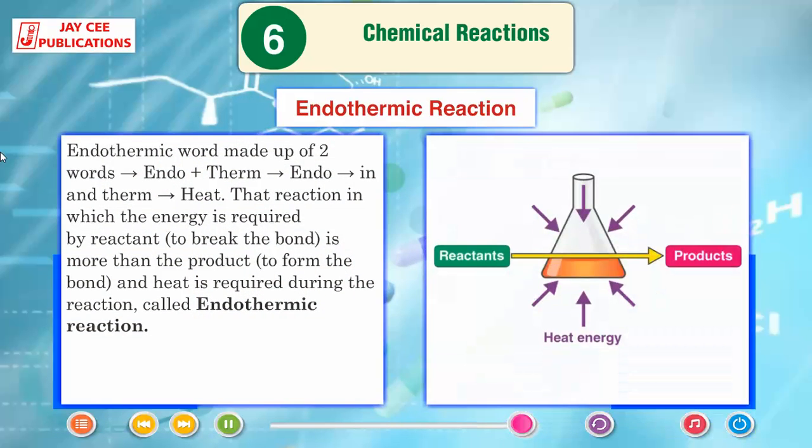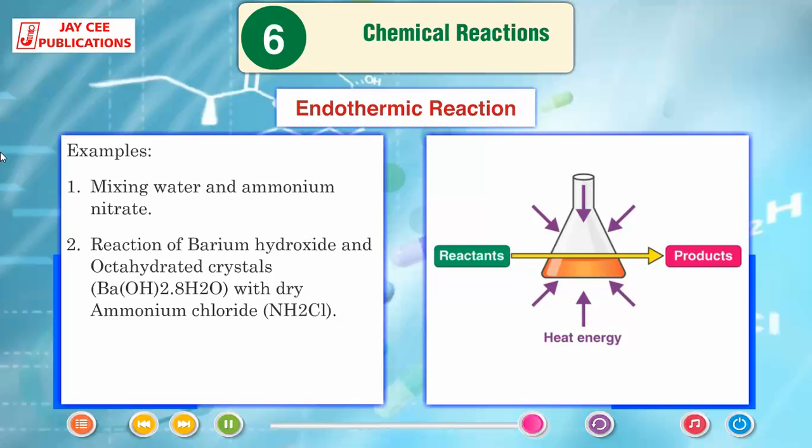Endothermic reaction. The word endothermic is made up of two words, endo plus therm, endo, in, and therm, heat. That reaction in which the energy required by the reactant to break the bond is more than that released by the product to form the bond, and heat is required during the reaction, is called an endothermic reaction. For example, mixing water and ammonium nitrate, reaction of barium hydroxide octahydrate crystals, Ba(OH)2 8H2O, with dry ammonium chloride, NH4Cl.